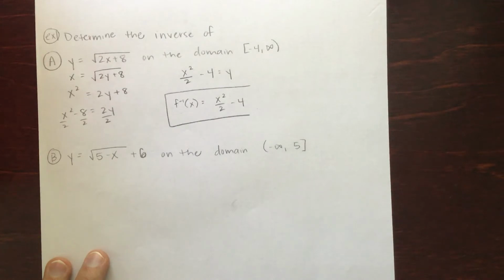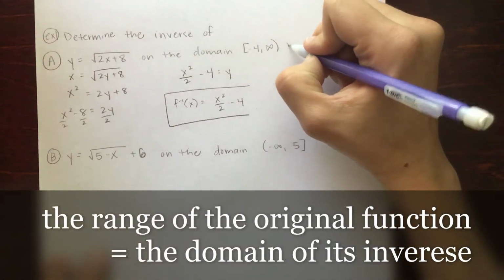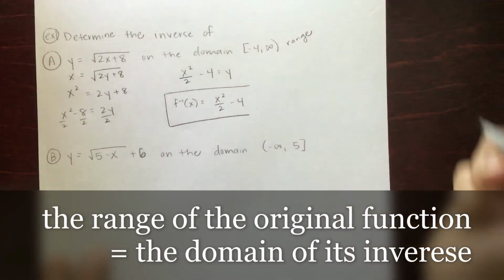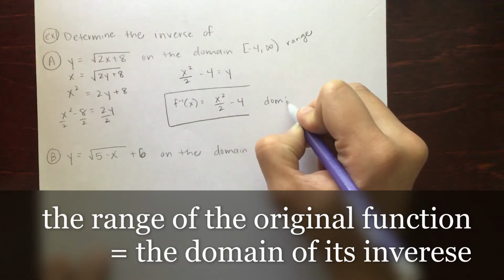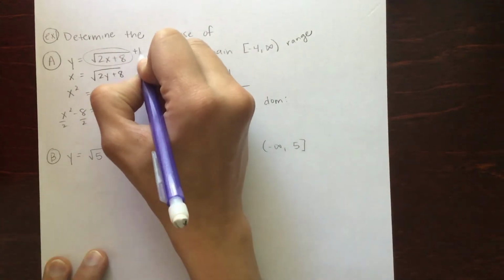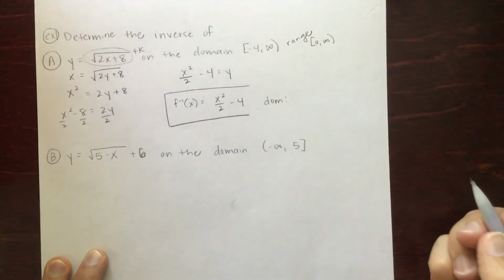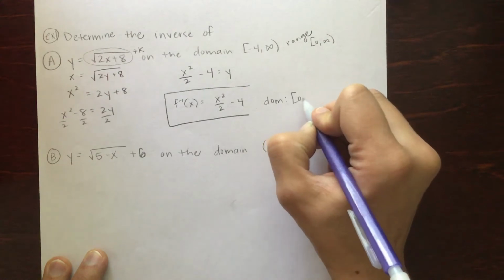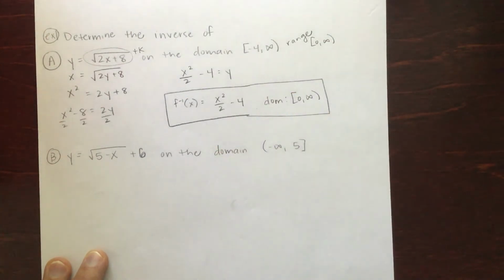Okay, but we have to talk about the restricted domain here. So the range of the original is going to be the domain of my new function. What is the range of this original function? Well, it's a square root function. There's nothing added to the end, so its range is just 0 to infinity. So that means the domain of my inverse is also 0 to infinity.